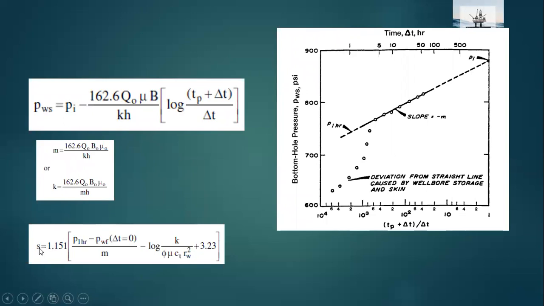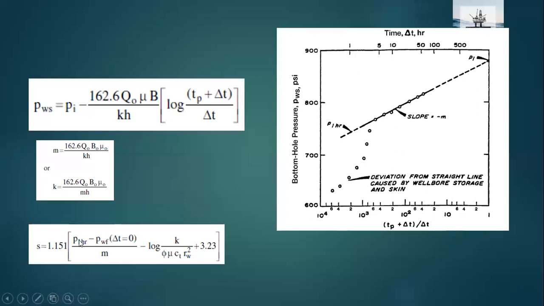If you have to estimate the skin factor, this is the formula: 1.151 × [(P at 1 hr − Pwf at ΔT = 0)/m − log(k/(φ μ Ct rw²))], where φ represents porosity, μ viscosity, Ct total compressibility, and rw the wellbore radius. I will be explaining what P1hr is and what Pwf is. We are going to get m from this graph.